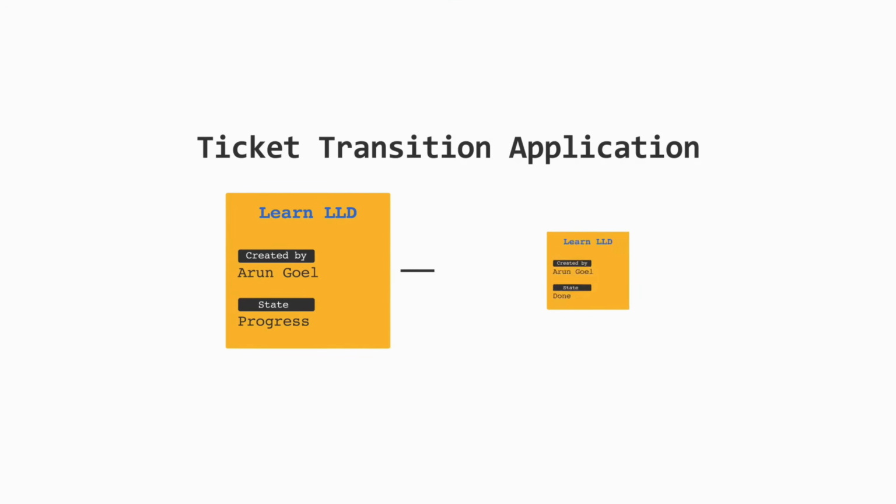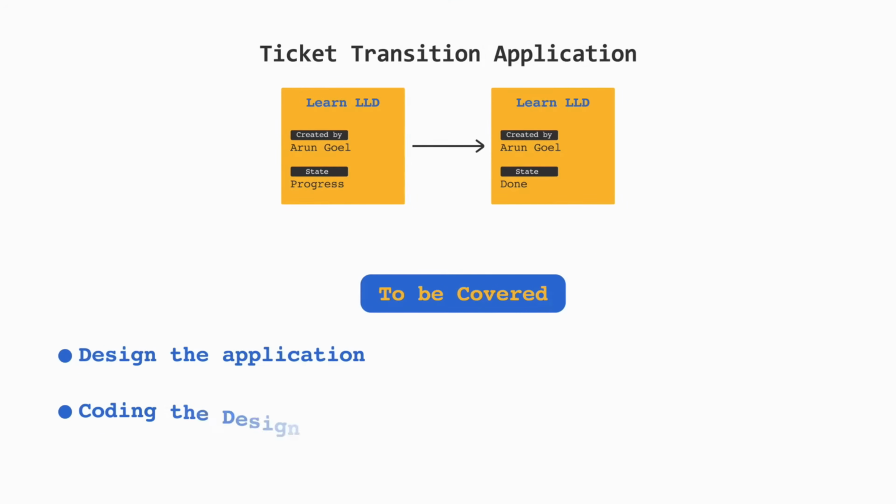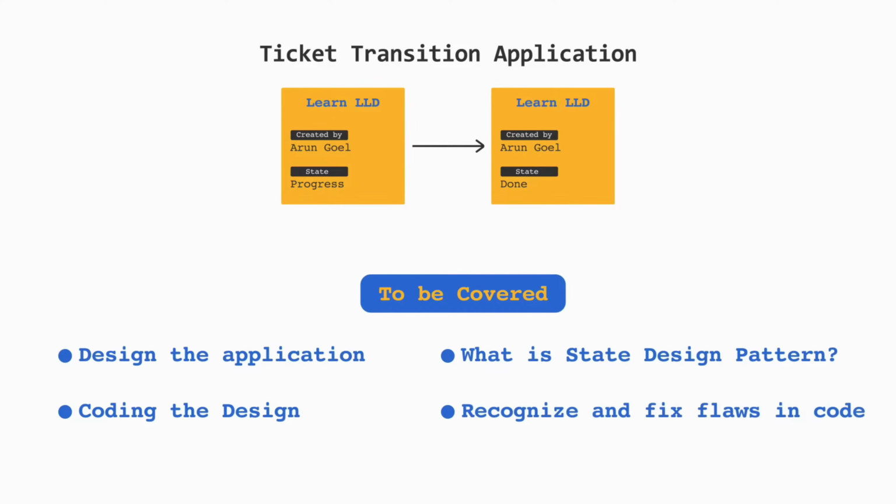This is again one of the fundamental chapters where we'll be making a small application, a ticket transition application. First, we'll design it, we'll code it, then we'll see what the state design pattern is. We'll try to remove the flaws that we found in the code previously using the state design pattern that we'll learn. So this is going to be a fundamental chapter, and if you are very much familiar with the state design pattern, you can skip this.